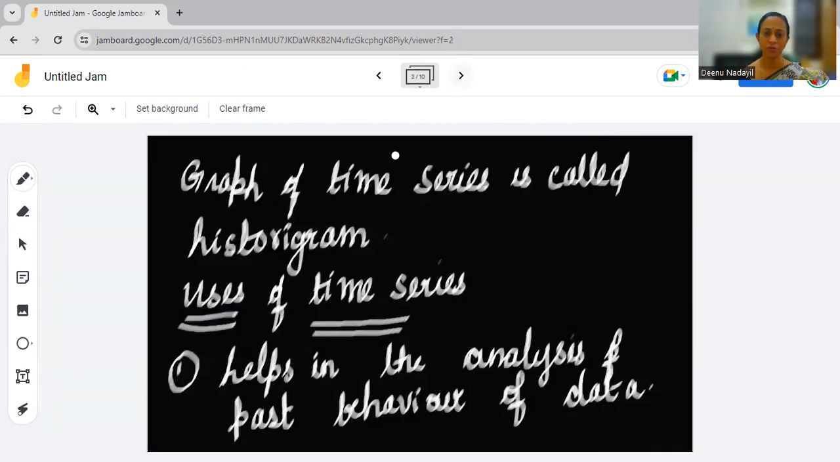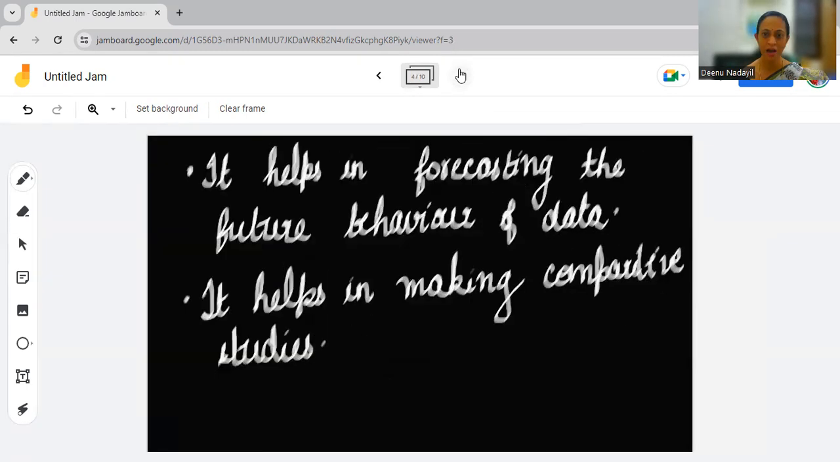So now coming to the components, before coming to the components of time series, we have the uses of time series as well. The graph of time series is called a histogram. It's different, histogram is different. And what are the uses? It helps in the analysis of past behavior of data, it helps in forecasting the future behavior, and it helps in making comparative studies.